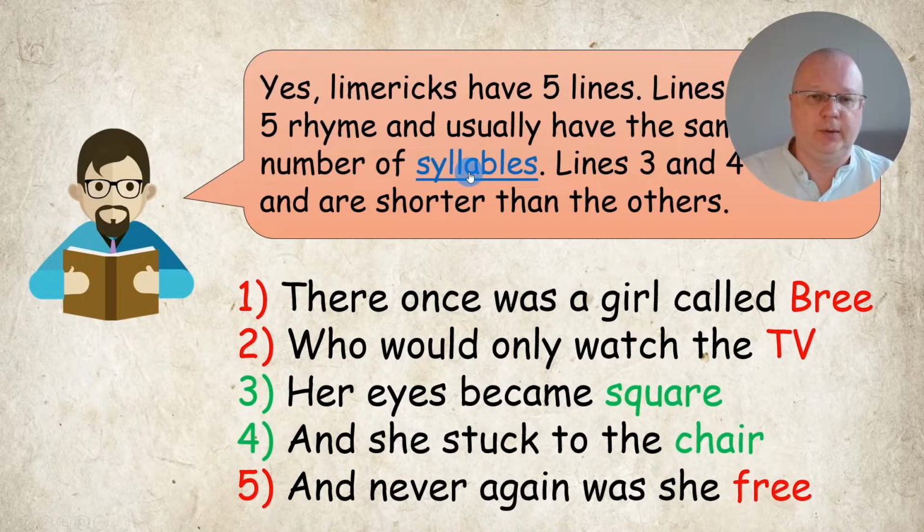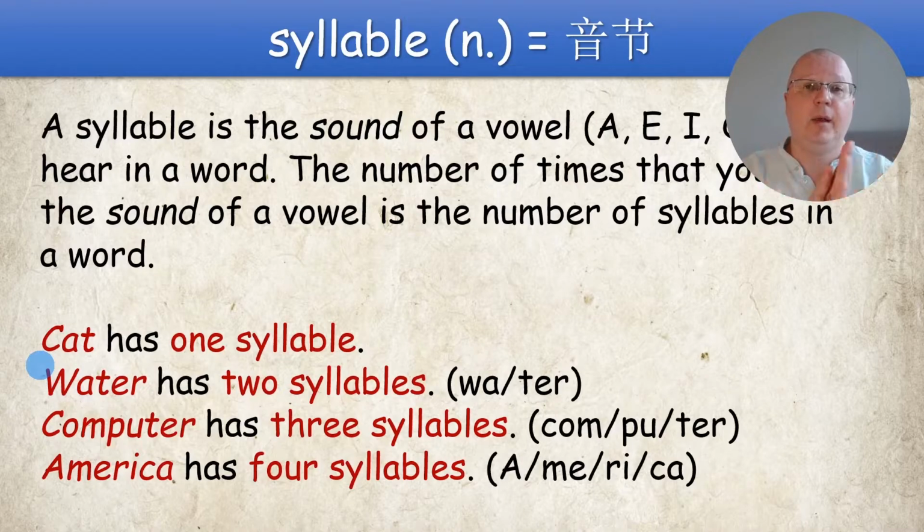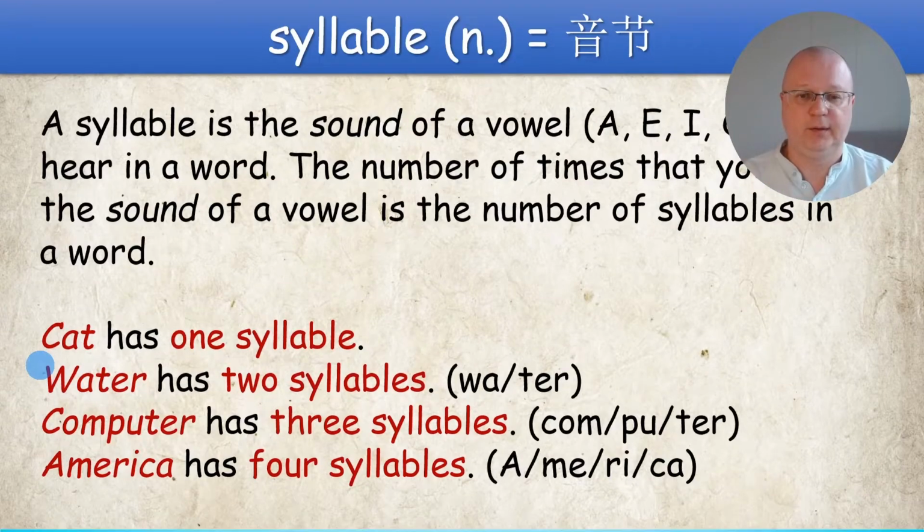Now, the word syllables is hyperlinked, so if you click on it, it's going to take you to the slide which explains what this word means. A syllable is the sound of a vowel, A, E, I, O, U, you hear in a word. The number of times that you hear the sound of a vowel is the number of syllables in a word. And we have 4 examples. Cat has 1 syllable. Water has 2 syllables. Computer has 3 syllables. And America has 4 syllables.